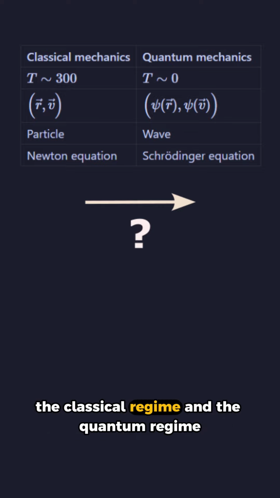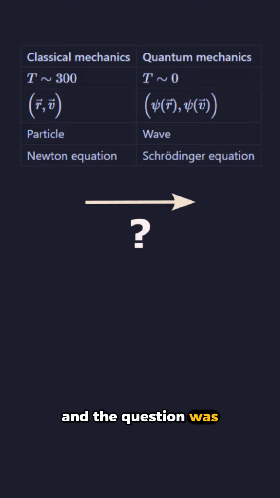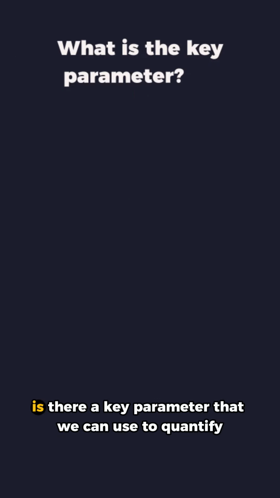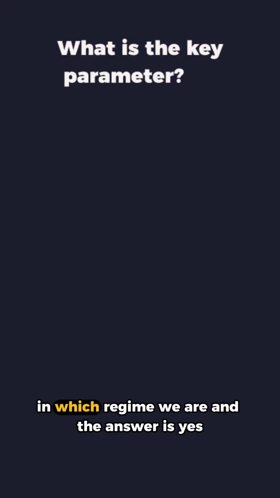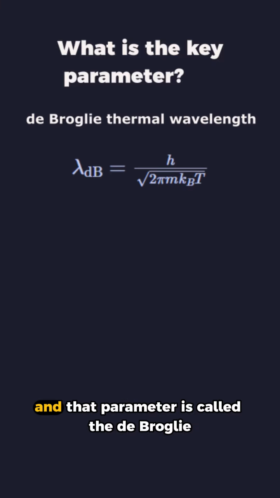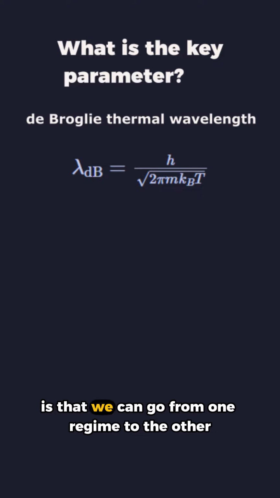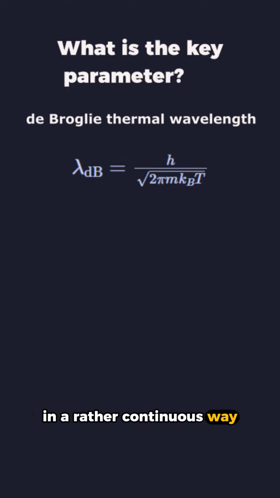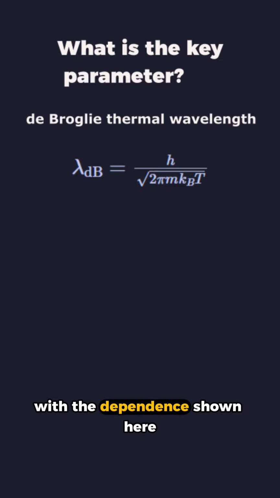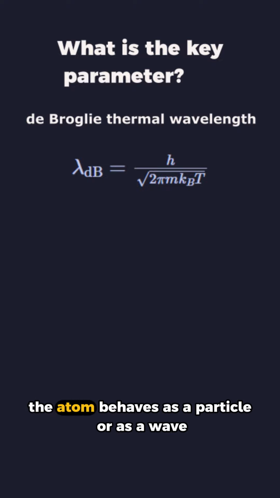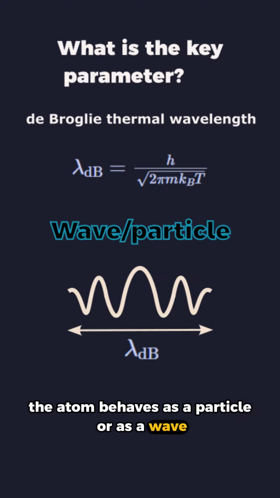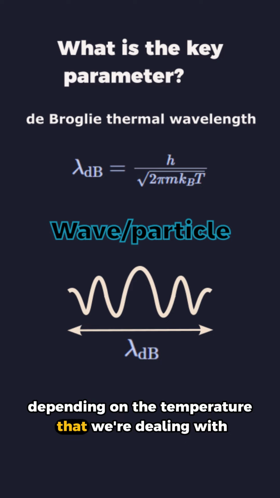the classical regime and the quantum regime, and the question was, how can we go from one to the other? Is there a key parameter that we can use to quantify in which regime we are? And the answer is yes, and that parameter is called the de Broglie thermal wavelength. The key point of this parameter is that we can go from one regime to the other in a rather continuous way by changing the temperature with the dependence shown here, and therefore the atom behaves as a particle or as a wave depending on the temperature that we're dealing with.